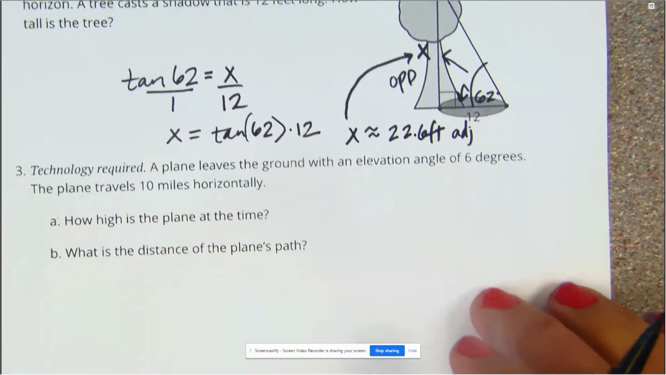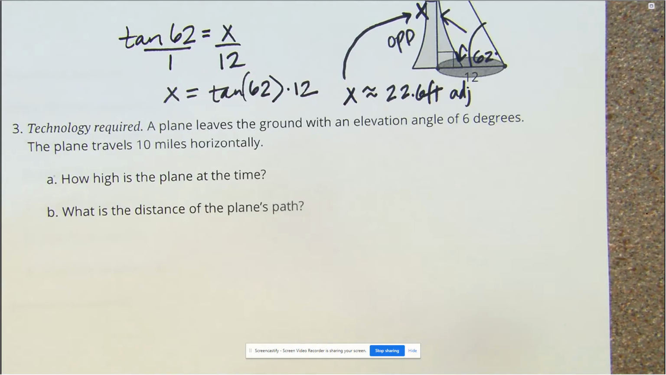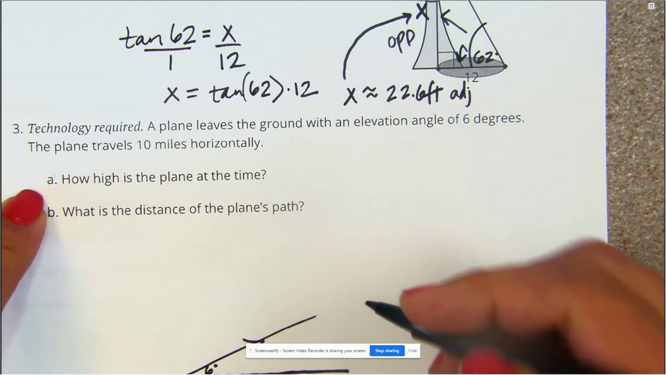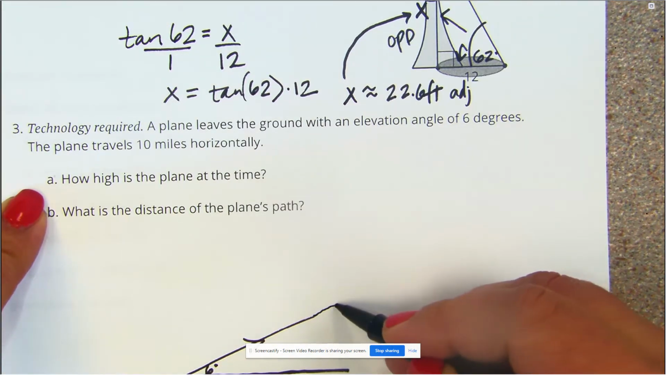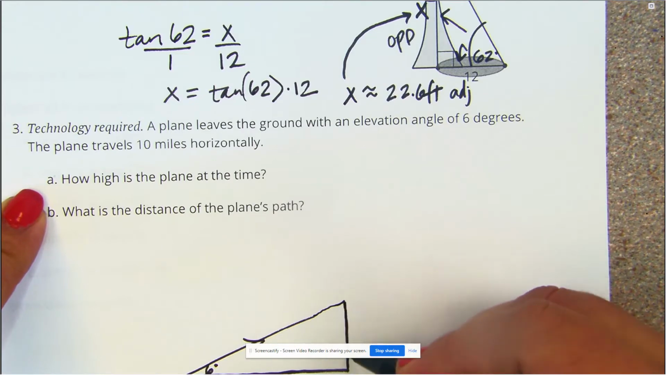Number 3, a plane leaves the ground with an angle of elevation of 6 degrees. So here's the plane. The plane travels 10 miles horizontally. How high is the plane at that time? Okay, so by the time it travels 10, it wants to know how high it is, so it wants this distance right here.